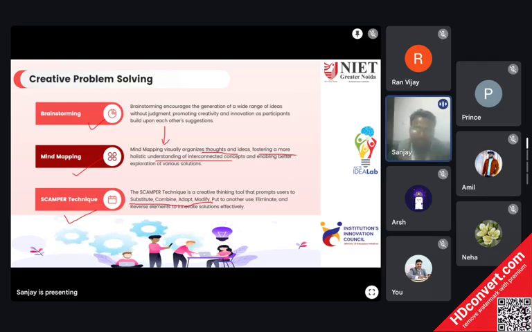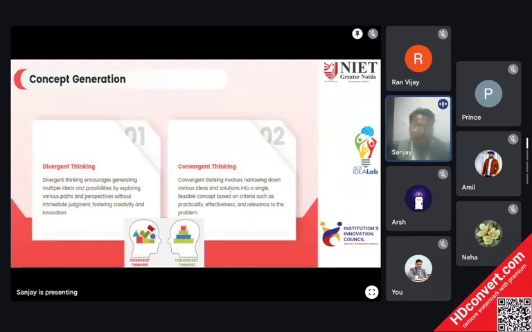And our creative thinking tool can use this SCAMPER technique to modify the entire idea that can be generated and we can get simple solutions. So the concept generation for the ideation phase, we have two thinking. If you are aware about design thinking, we have already discussed in many books or we have already heard about divergent thinking and convergent thinking.